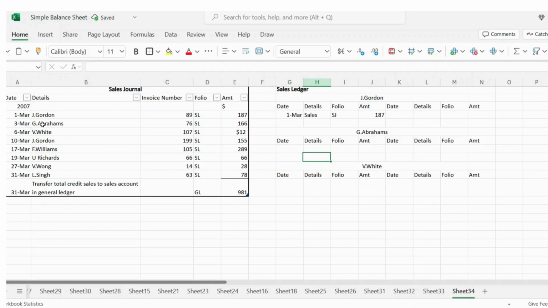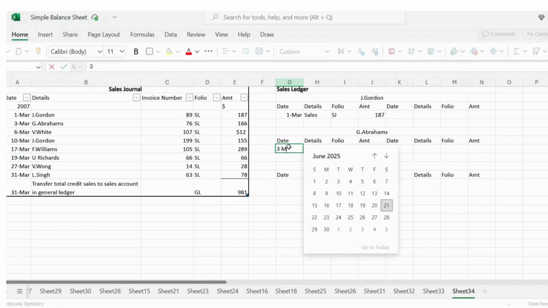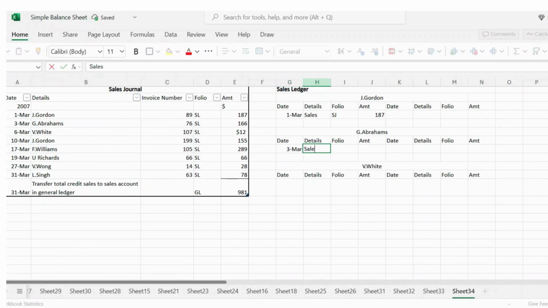the date was the 3rd of March. He did some sales. So that's the details. The folio is the sales journal because that's where we find the transaction. And the amount would be 166. All right. For V White, look at the row.